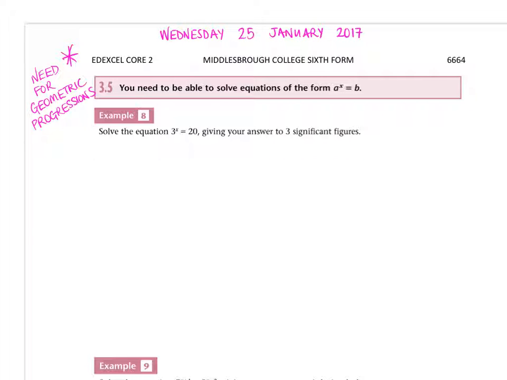As soon as you see the unknown is in the power, what we can do is take the logs of both sides. Now, it doesn't matter which base it is, and remember, if we have log, it's exactly the same as log to the base 10, and that's what you use on your calculator. So I can take logs of both sides. Because it's an equation, what I do to one side I can do to the other.